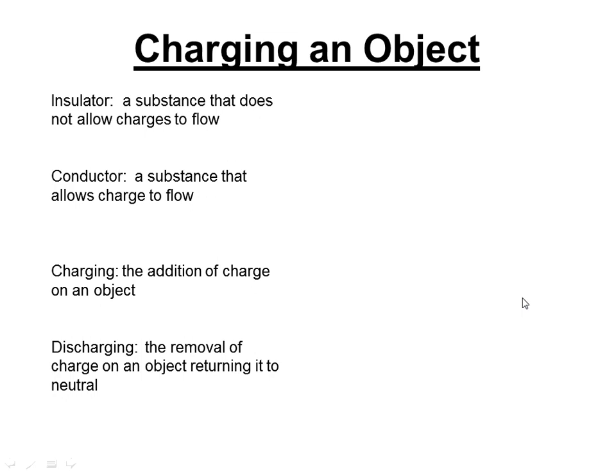Insulator. Oh, actually, I'm going to add on to the bottom of that. A substance that does not allow charges to flow. All right? So an insulator does not allow charges to flow. And a conductor is a substance that allows charges to flow. All right? And we talked very briefly about some examples of this.